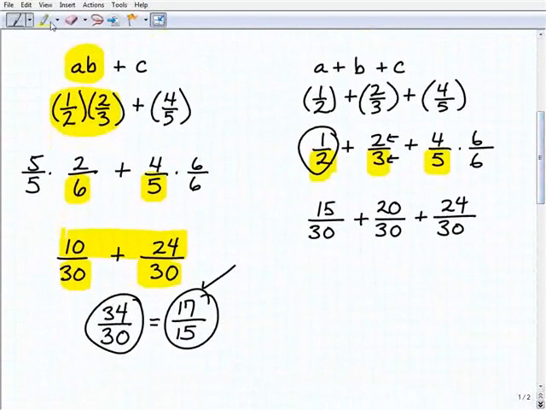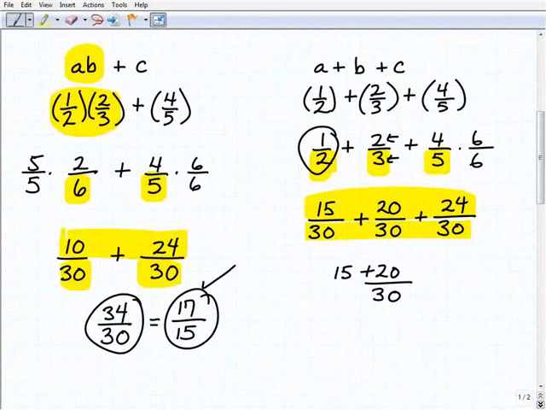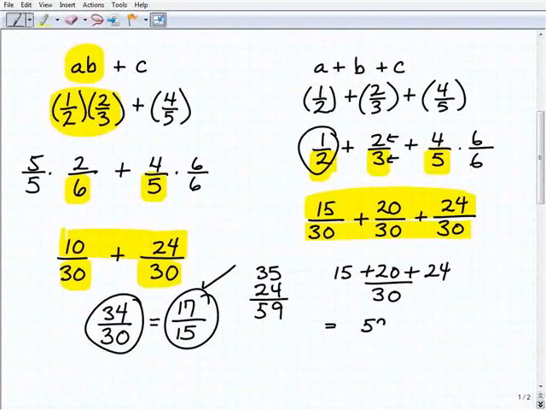Okay, so now we have common denominators. So all we have to do to get this answer is add up all of our numerators. So this would be 15 plus 20 plus 24 all over 30. Okay, so let's go ahead and actually do that. I'll do this by hand. So 15 plus 20 is 35. And then we got this 24 here. So let's do this real quick. So this would be 9 and 5. So if I did this right, this will be 59 over 30. Okay, so this looks correct. I feel good about that answer.